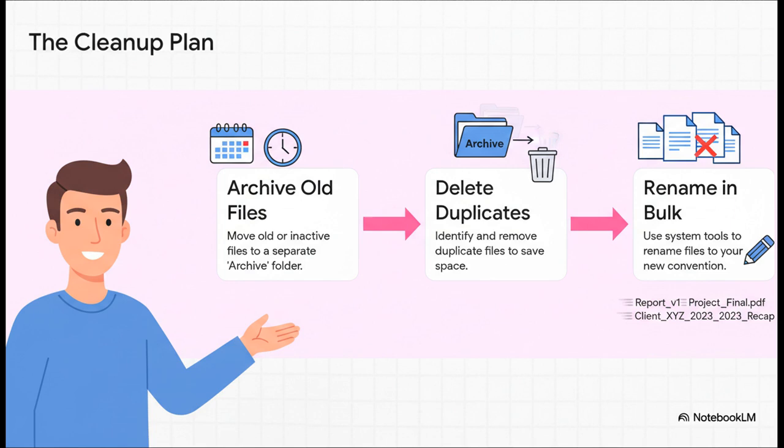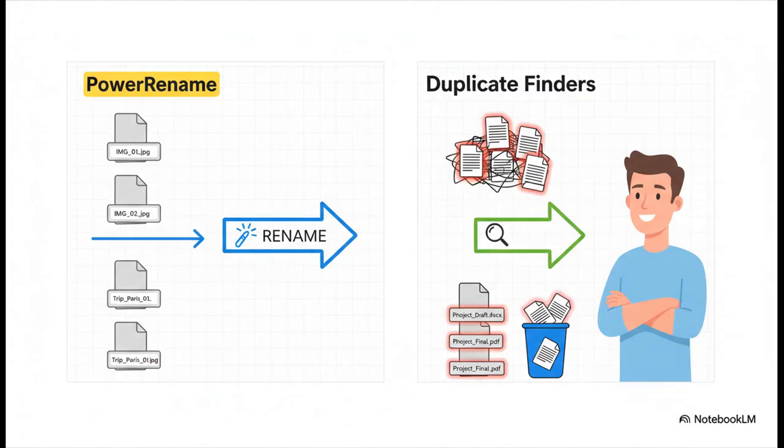Third, it's time to hunt down and destroy all those duplicate files clogging things up. And finally, use your system's tools to rename files in bulk so they all match your shiny new convention. And please, please do not try to do this all by hand. That would take forever. There are tools that can save you literally hours of tedious work. If you're on Windows, check out Microsoft's PowerRename. It's free and it's incredible for renaming hundreds of files all at once. There are also tons of great duplicate file finders out there that'll scan your entire system and show you exactly what you can safely delete to free up space.